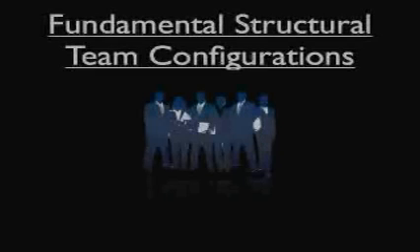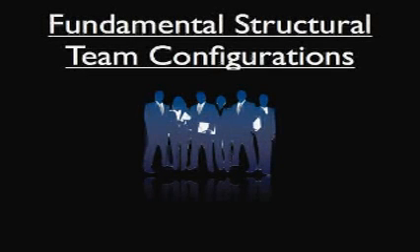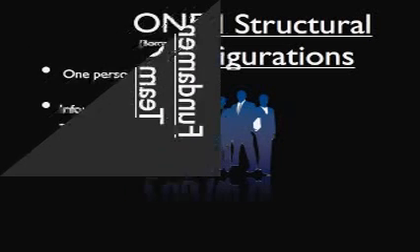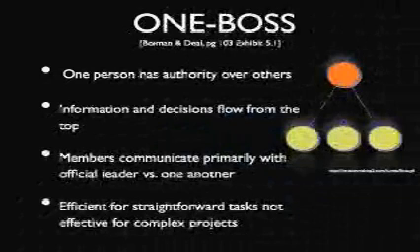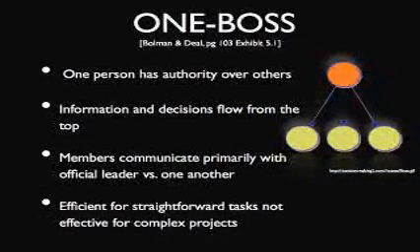So Bowman-Deal then further move into discussing the various design options for small teams. These are all 5-member teams, which help to illustrate the principle of how different structural forms respond to a variety of challenges. The first one is the one boss configuration. This arrangement is where one person has authority over others.